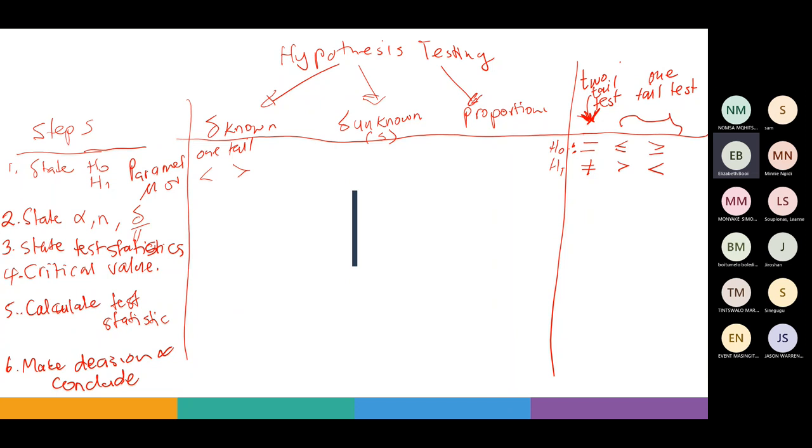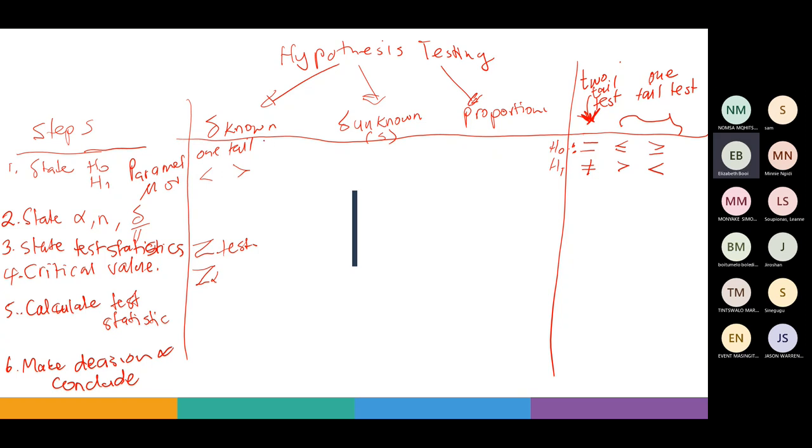If we do a one-tailed test, you state your alpha value of 0.05 or 0.10 or whatever alpha value they have given you. You state that you're doing a Z test because these are Z tests. You're going to state the critical value. For a one-tailed test, regardless of which side it is, you will find your critical value by using Z alpha.